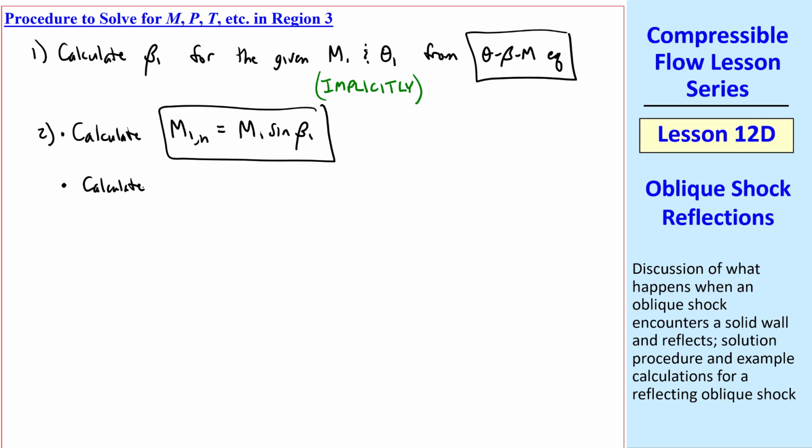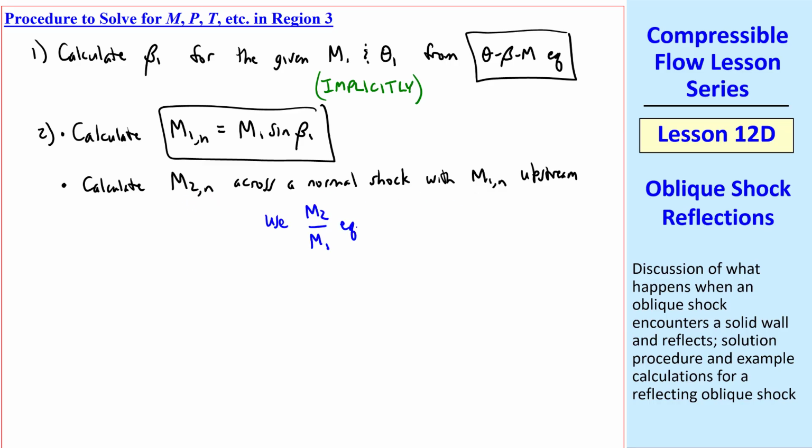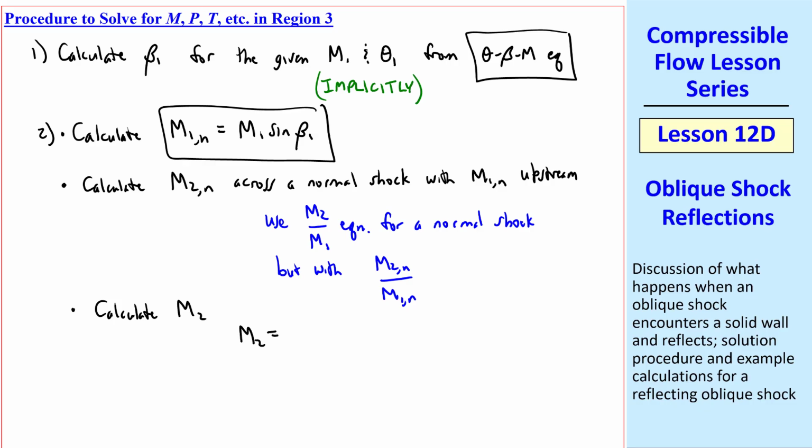Once we calculate M1n, we can calculate M2n across a normal shock with M1n upstream, as we've discussed in previous lessons, since the normal component upstream of the shock determines the normal component downstream of the shock. We'll use the M2 over M1 equation for a normal shock, but with M2n and M1n instead of the actual M2 and M1. The third component of this second step is to calculate the actual Mach number M2, where we also know from previous lessons that M2 is M2n over sine of beta 1 minus theta 1.